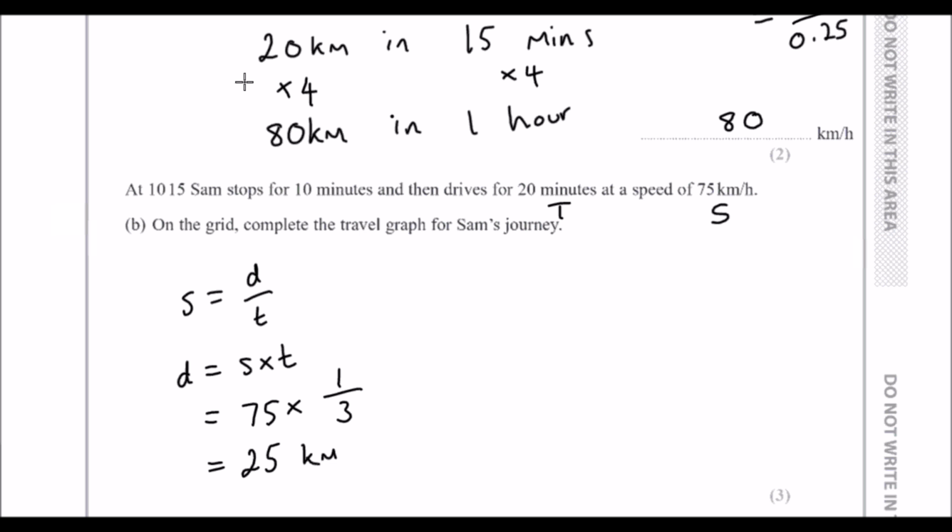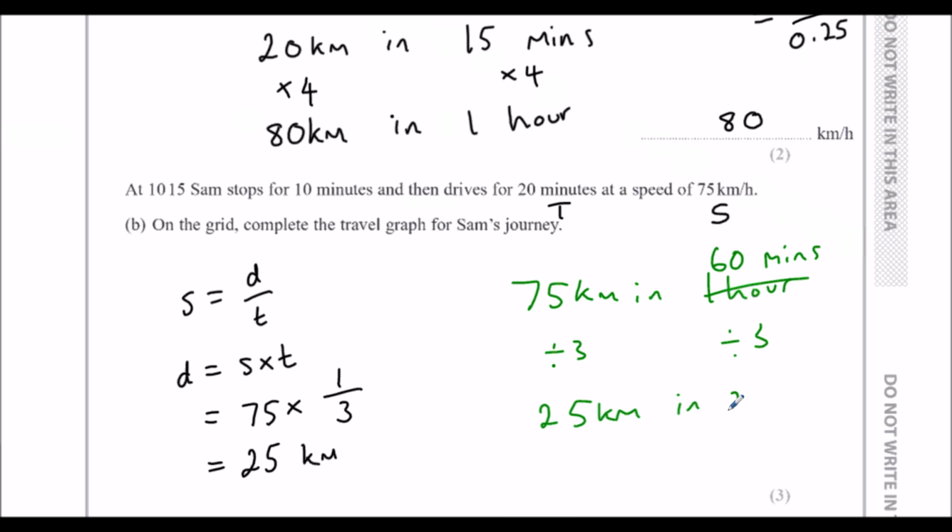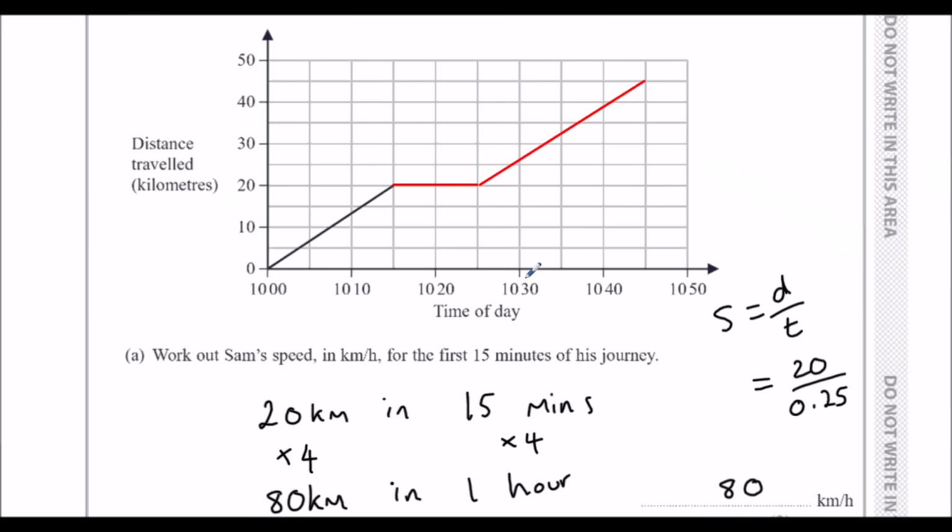25 kilometers in 20 minutes. We could have also said, to work this one out, 20 minutes or even 75 kilometers in 1 hour, which is 60 minutes. So divide by 3, that's the same as 25 kilometers in 20 minutes. But either way, we should end up with this graph.